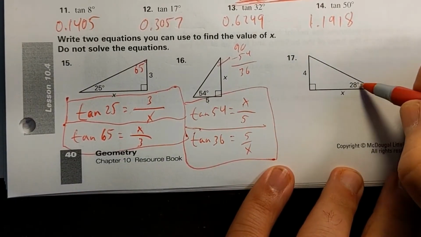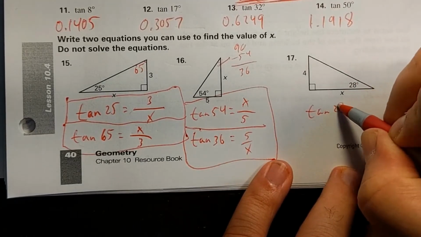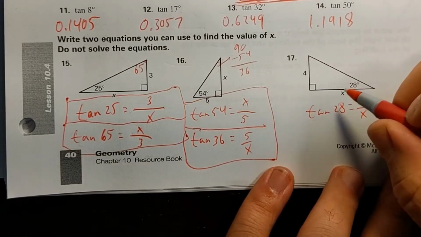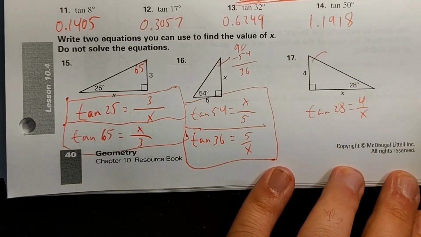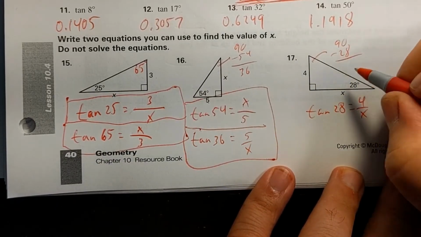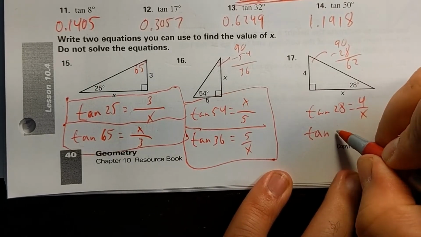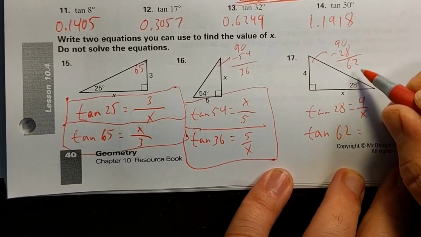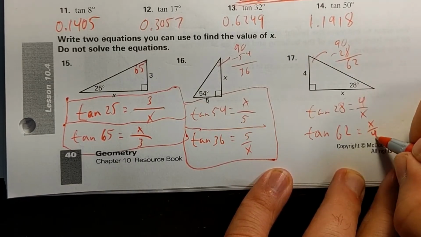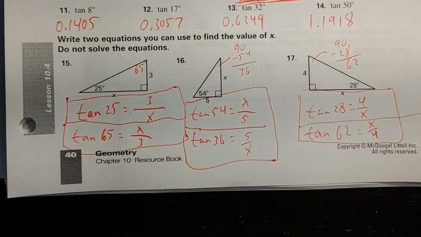And then this piece, from this angle, your opposite is 4, your adjacent is x. And then if you're finding this angle up here on the top left, you'd go 90 minus 28 is 62. And you'd go tangent of 62 is, and then from here your opposite is x and your adjacent is 4. So those would be your two equations if you were working it out.